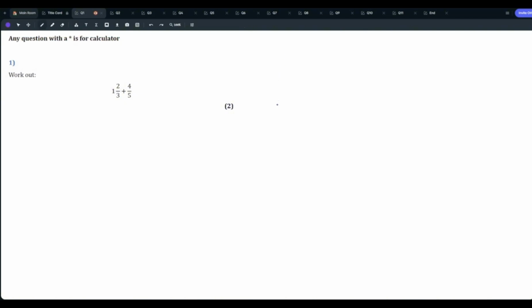Question 1. We have two fractions to add here. It's 1 and 2/3 add 4/5. So what I would recommend here is for the mixed fraction to turn that into an improper fraction, whether you're adding, timesing, dividing, or subtracting. Use any improper fraction in place of a mixed number. So 1 times 3 is 3, add the 2 is 5 over 3, add 4/5.